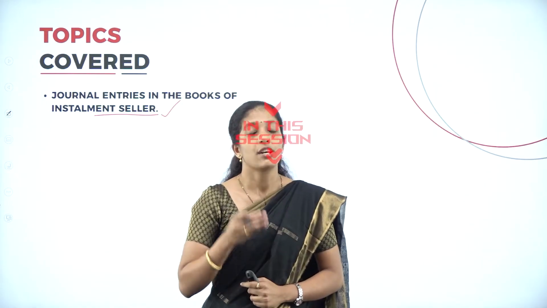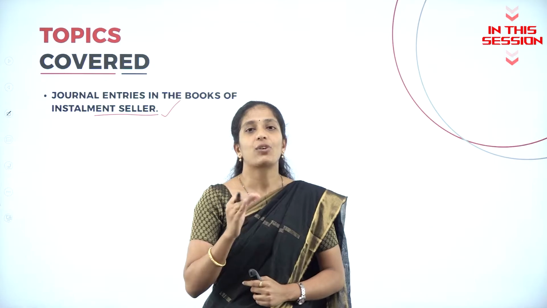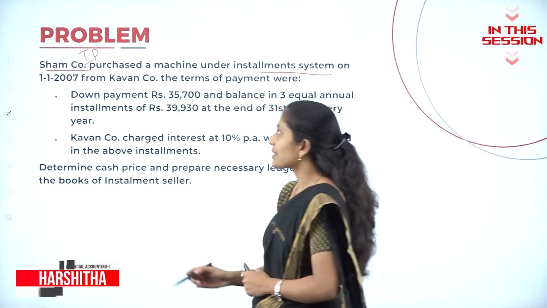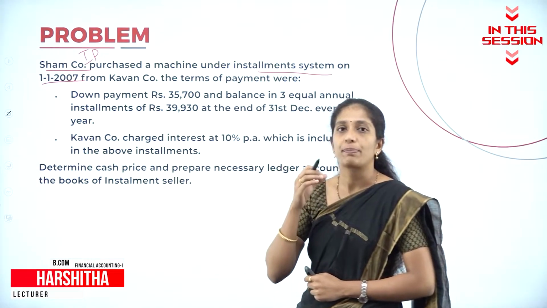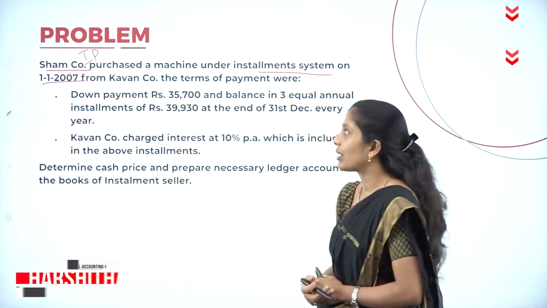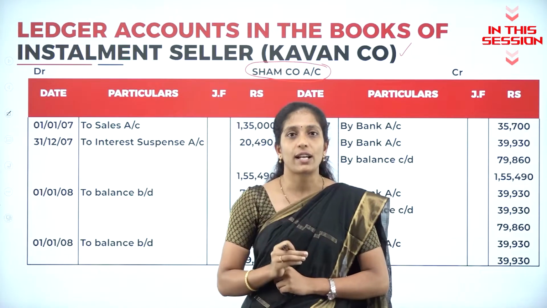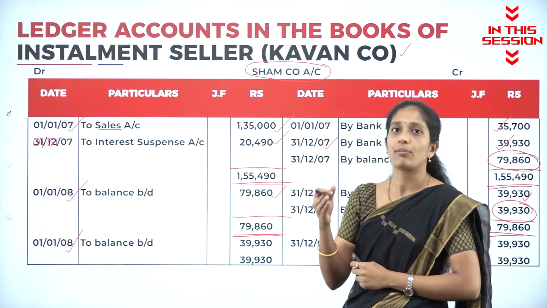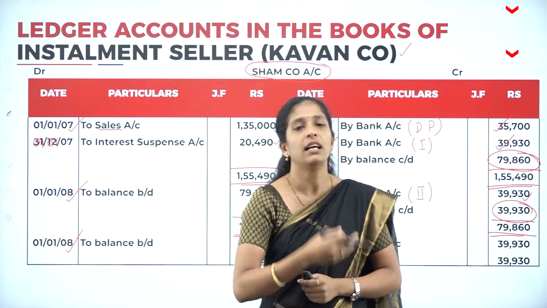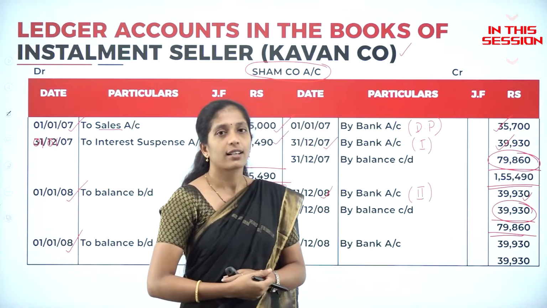Next, fourth entry is for installment received. So what is the entry? Bank account debit to installment seller account, 1/1/2007. So as I told, date is also very important. So they have purchased the asset on 1/1/2000. Installment purchaser account debit to sales account to interest suspense account 39,930. Whatever the amount you have carried down in the previous year, that has to be brought down to the current year.